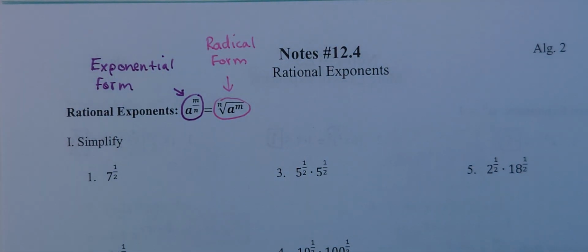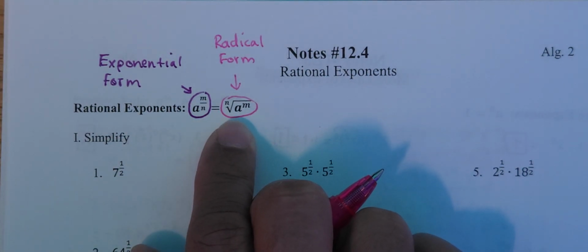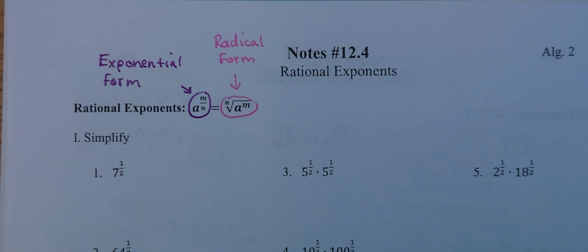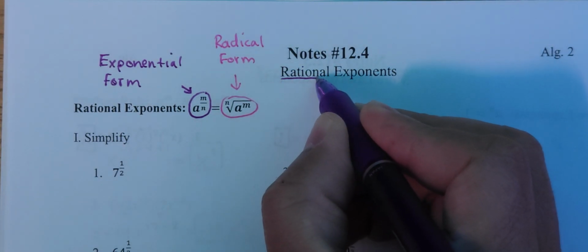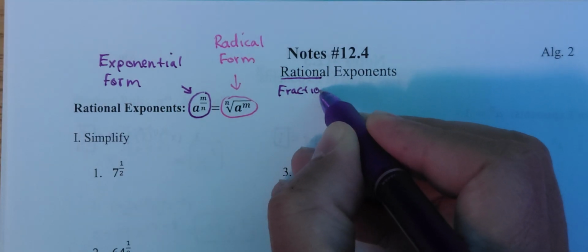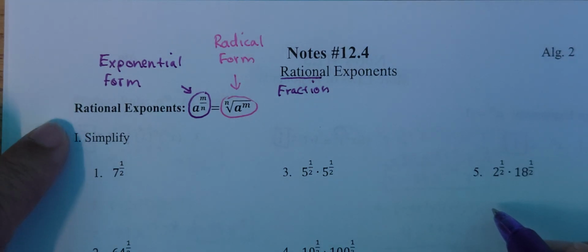In this lesson, we'll cover rational exponents. Now, this is something that you have not seen before, at least not formally. So this is exponential form, and this is radical form. These two are equivalent. Before I go into the examples, don't forget that when you see rational, this means it's a fraction. So on to rational exponents.